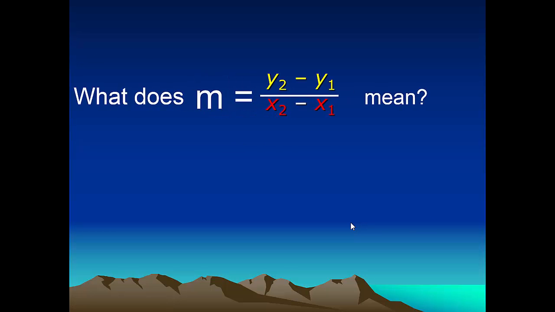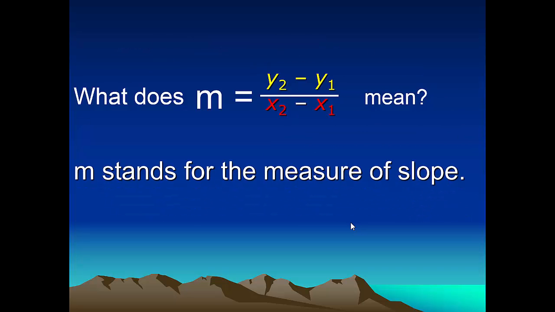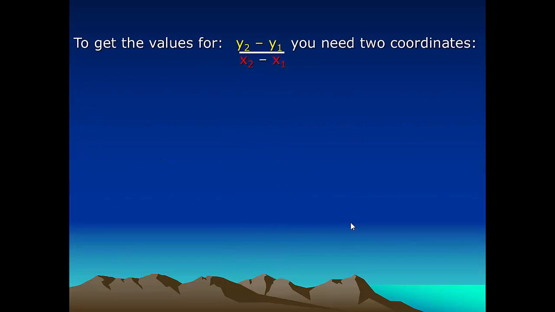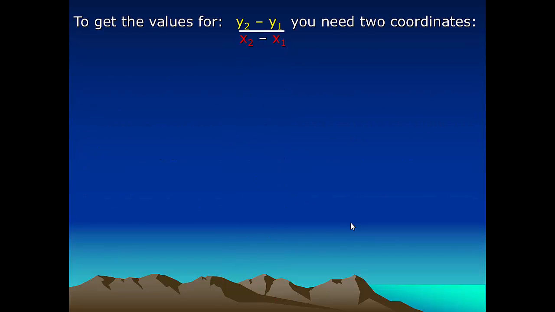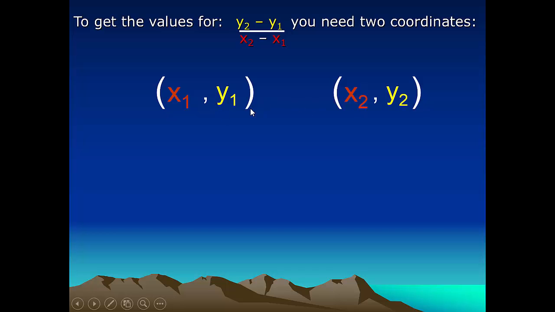Now, what does m equals y2 minus y1 over x2 minus x1 mean? M stands for the measure of the slope. Now, to get the values for y2 minus y1 over x2 minus x1, you need 2 coordinates, which we will have here. We will have 2 coordinates.